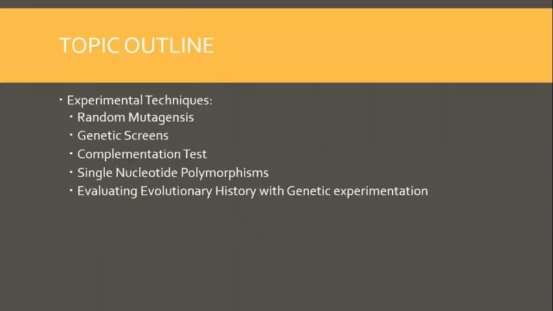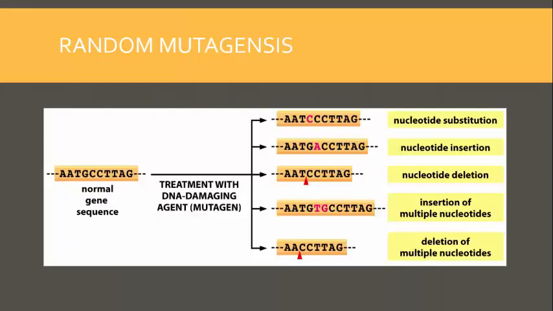In this lecture, we are going to discuss several experimental techniques that build on the knowledge we have gained from the previous two topics. One of the key techniques utilized in genetic research is random mutagenesis. In this process, a normal sequence is exposed to a mutagen, and a large variety of mutations are made. This technique is a bit cumbersome in that a large variety of mutations are created all at once, and all of these changes must be traced.